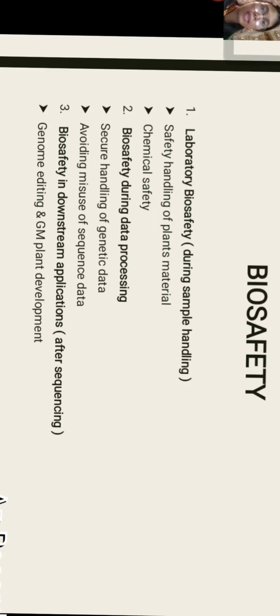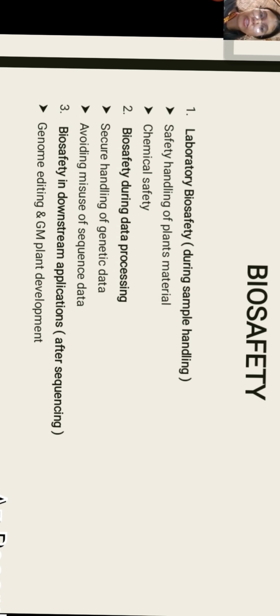So next we have biosafety. Under biosafety, we have laboratory biosafety during sample handling, which includes safe handling of plant materials and chemical safety. Laboratory biosafety means being very careful in the lab so that you, your team, and the samples are safe.